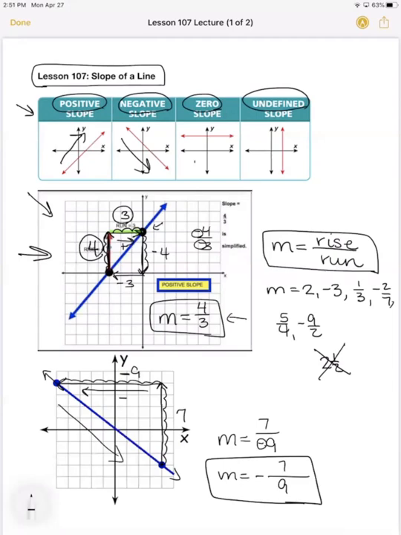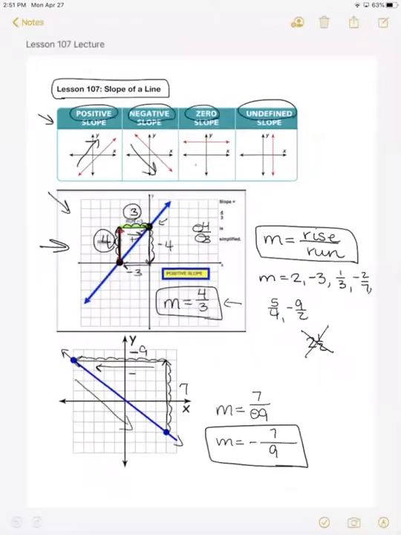I will tell you, I always like to start with the lower point and always rise in a positive direction. But you can start at the top point and go down. But I recommend starting at the bottom and going up when you can. Okay, now that is done there.